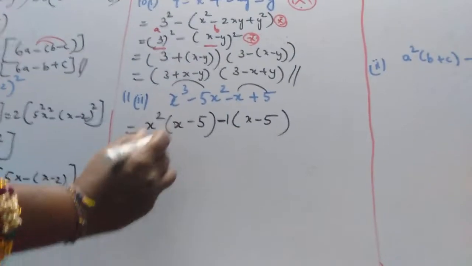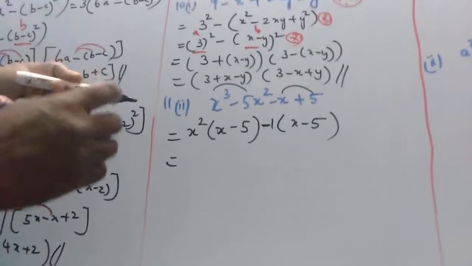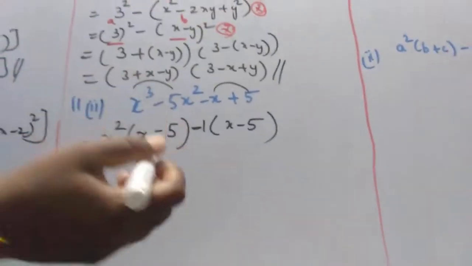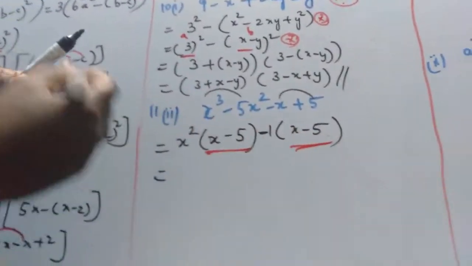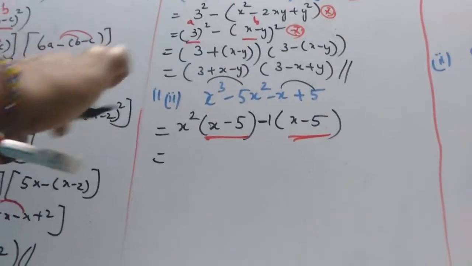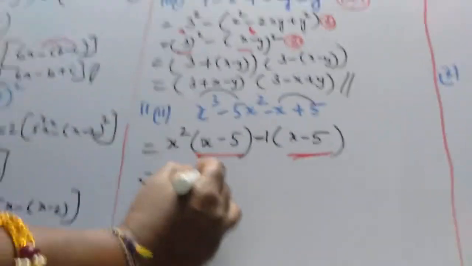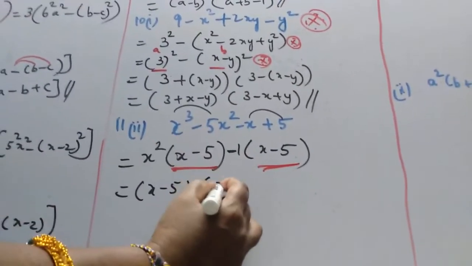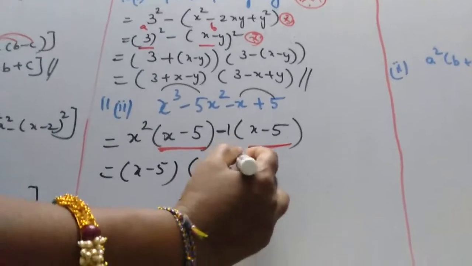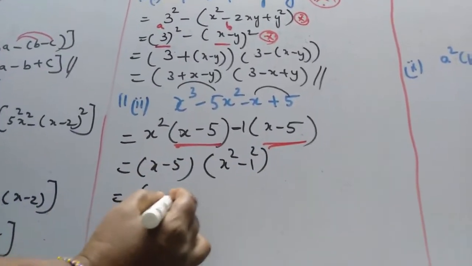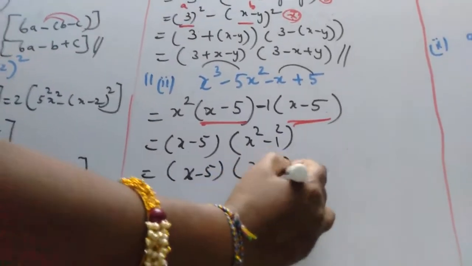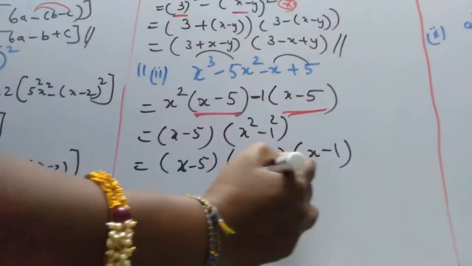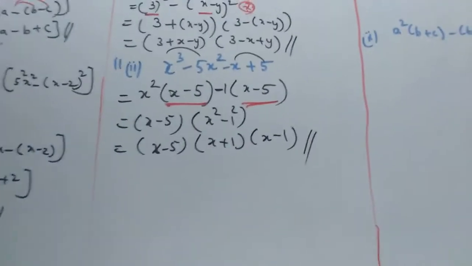Okay, then in this 2, what is common here is x minus 5. So in this 2 x minus 5 is common. So what I am going to write here is x minus 5 common. The remaining term here is x square minus 1, and 1 can be written as 1 square, and this can be expanded as, this is in the form A square minus B square, which can be written as x plus 1 into x minus 1, which is the solution.